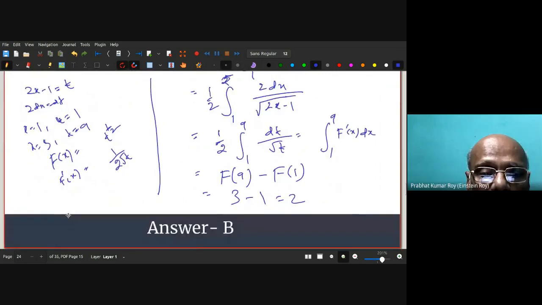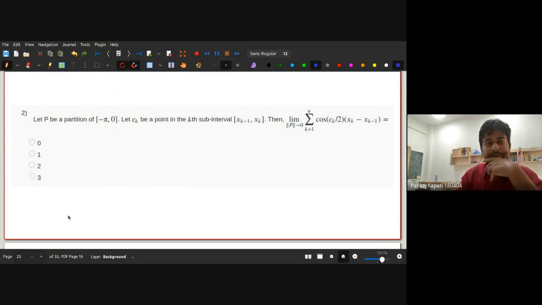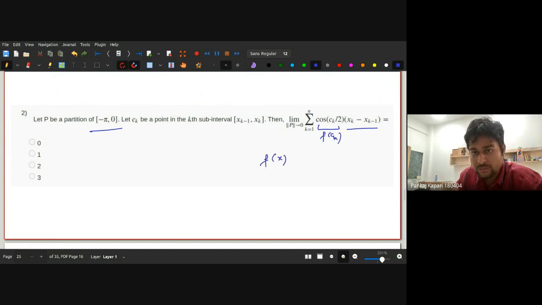Okay, so let's move to the next problem. Again, you have a partition of this interval minus pi comma 0, and you have to find this limit. But again, you can see that this is the same kind of problem. So this is the length of the interval. This must be f of ck. So you can easily guess that the function must be cos of x by 2.